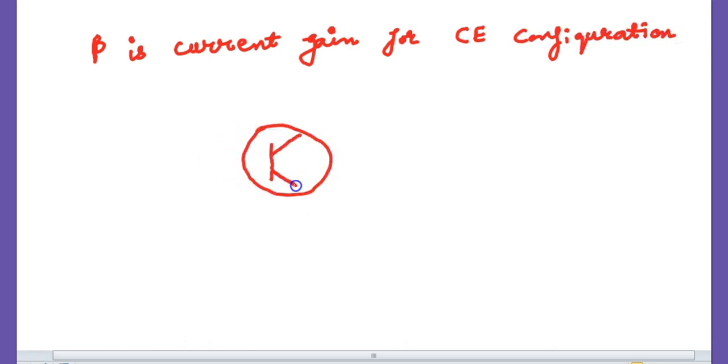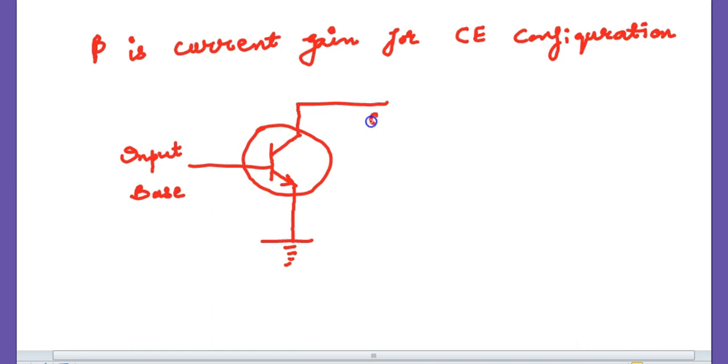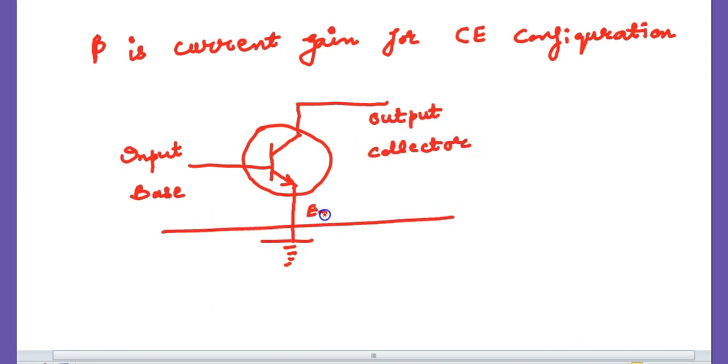So here the emitter is grounded, base is the input, collector is the output, and emitter is common. Beta is defined as output current upon input current, that is IC upon IB, output current over the input current.